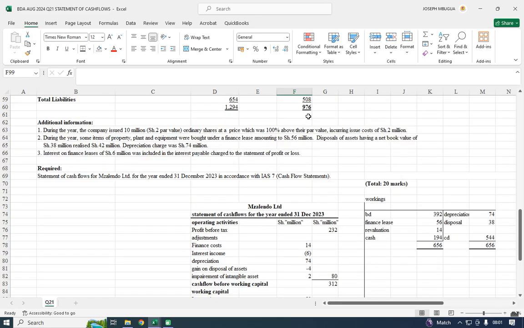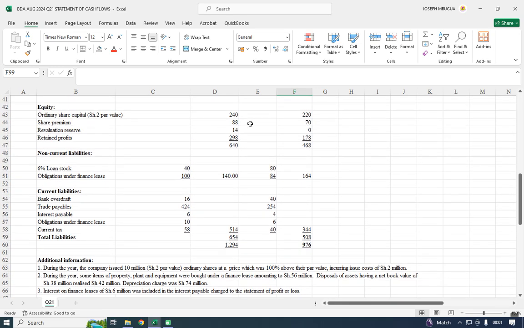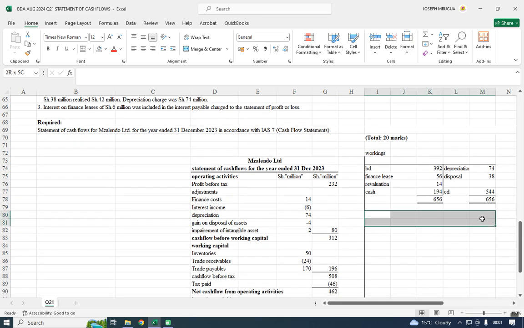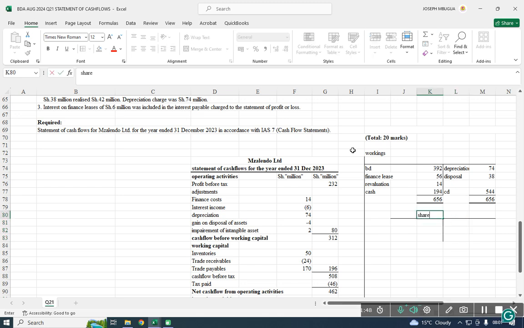And the other one for the share premium, we had 88. So it was an increase from 70, an increase of 18. And the reason we are having 18, remember it's supposed to be 20. It's supposed to be 20 here from the share premium. But if I can just open the share premium account to illustrate this. The share premium account. So for the share premium, what happened?